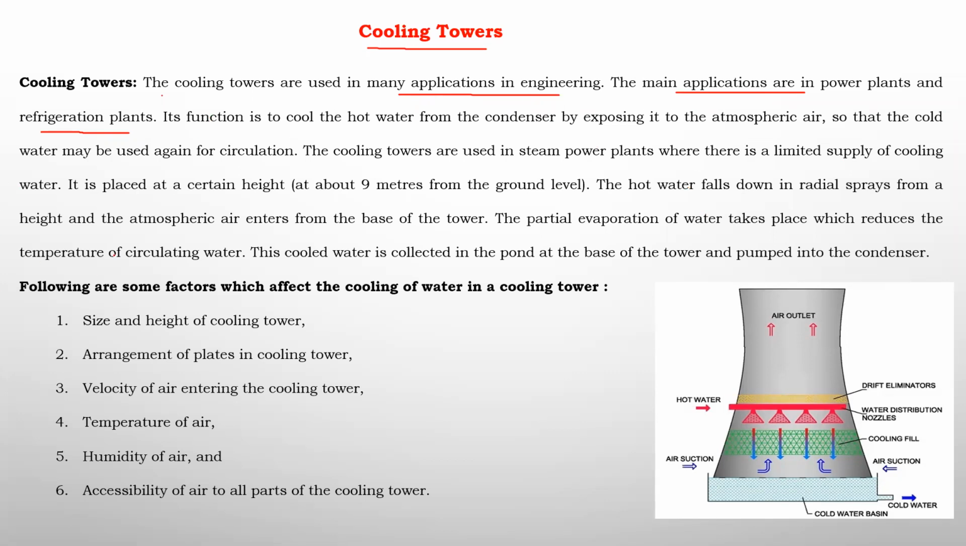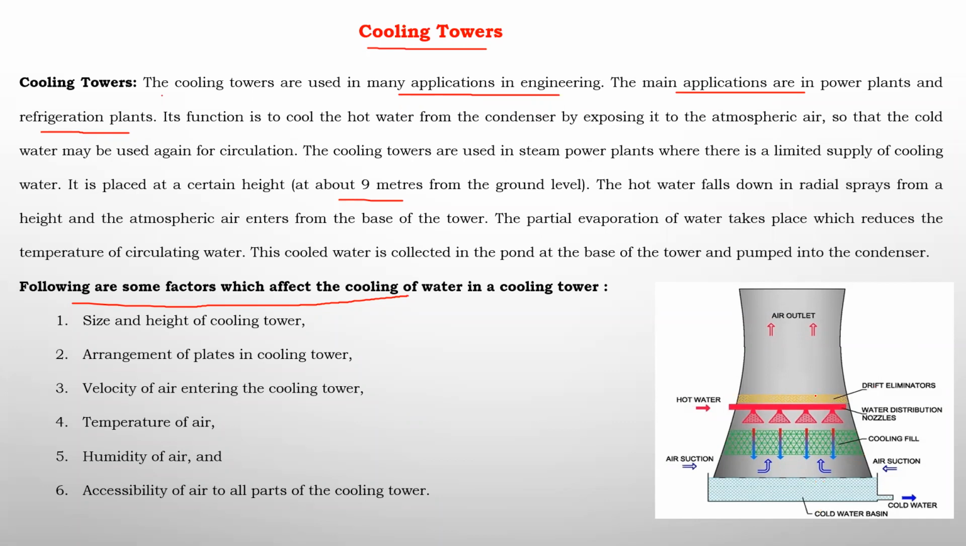Normally cooling towers are used in steam power plants. They will be very high, nearly more than 9 meters from the ground level. The minimum height is 9 meters, right? What are the factors? Following are some of the factors which affect the cooling towers. If you want to increase the cooling rate, to cool faster, it depends upon these factors. The first one is the size and height of the cooling tower. If the size increases, the height increases, the cooling also increases.